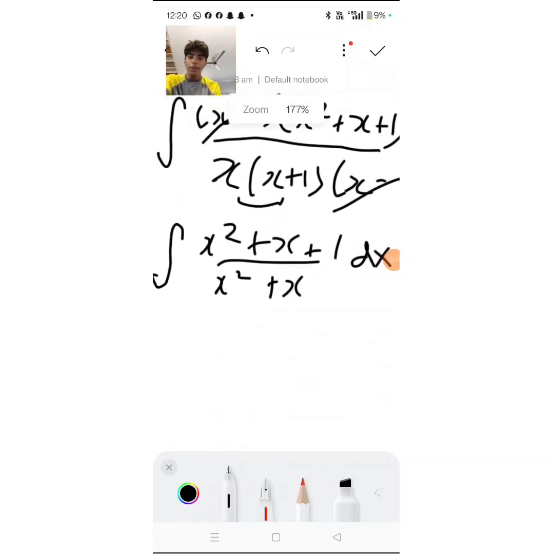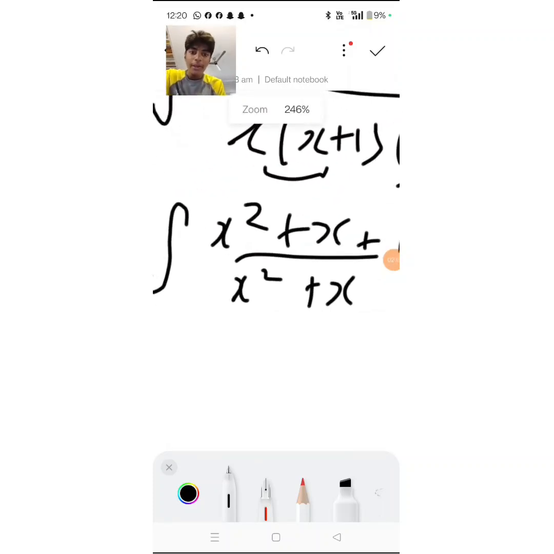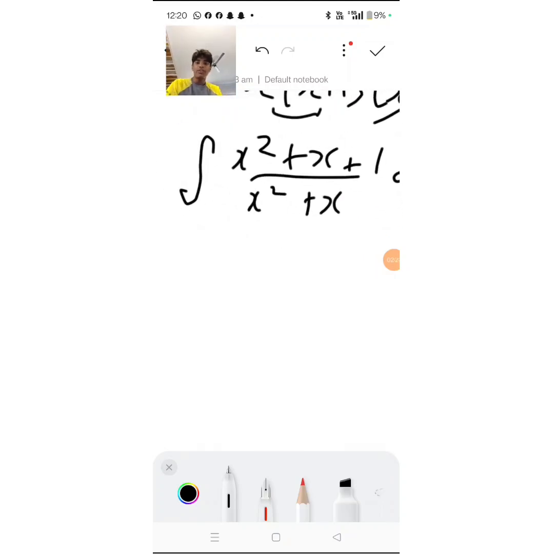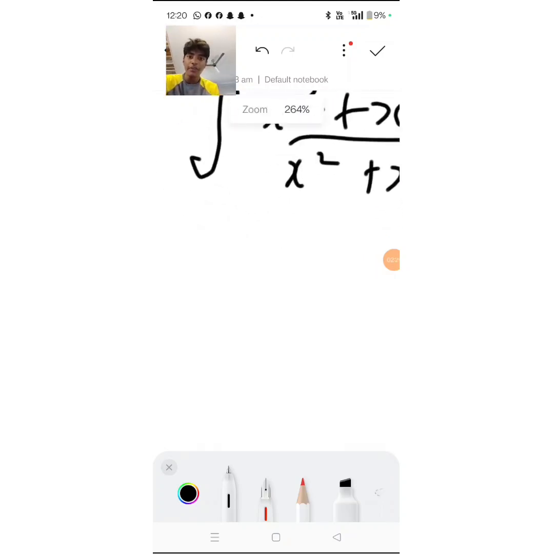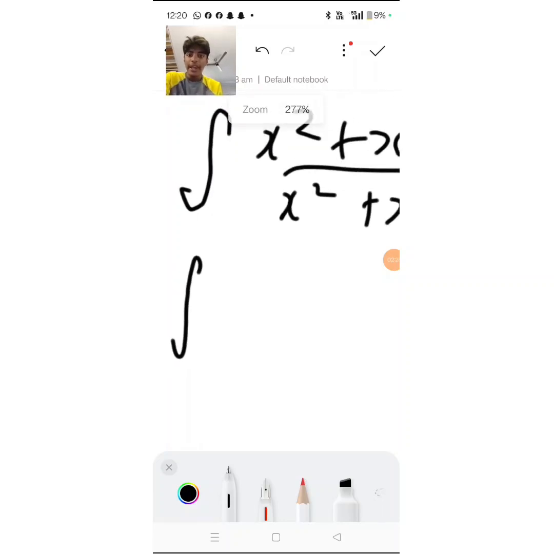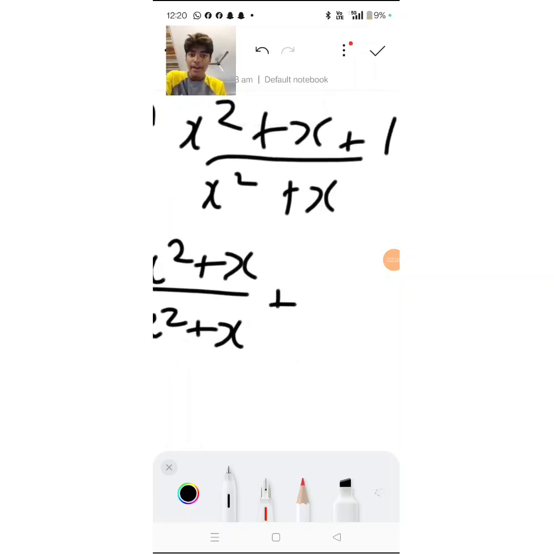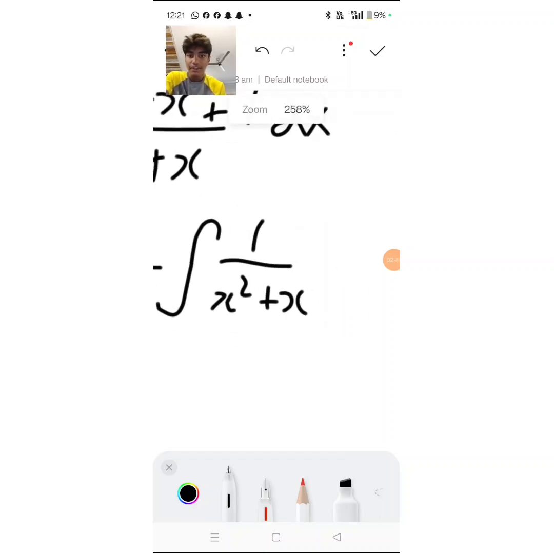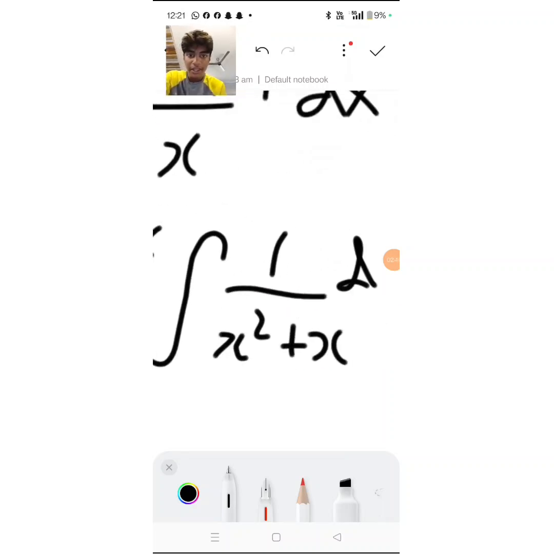Now aren't you seeing something common between the numerator and denominator? You have x squared plus x in the numerator and x squared plus x in the denominator as well. The beauty about integration is you can always split it into two parts. So what we can do is take the integral of x squared plus x divided by x squared plus x, plus the integral of 1 upon x squared plus x. We're not changing anything. dx over here, I keep forgetting to add the dx.